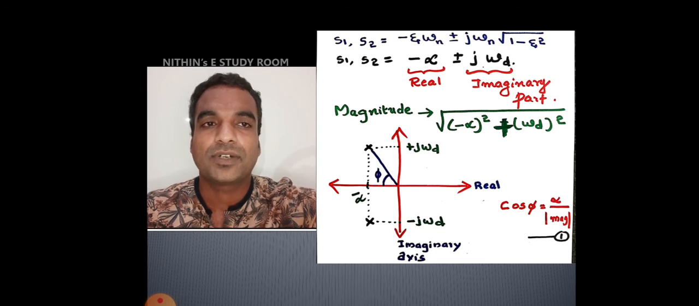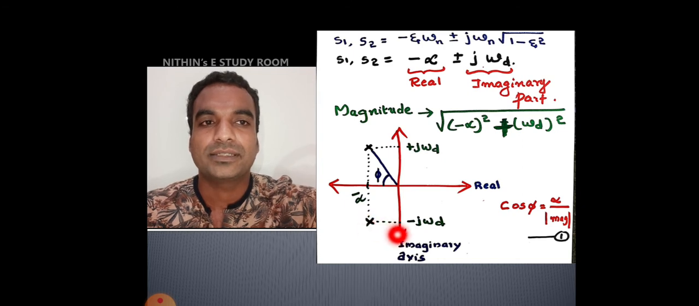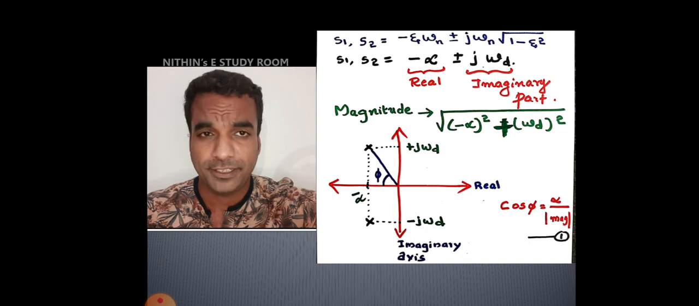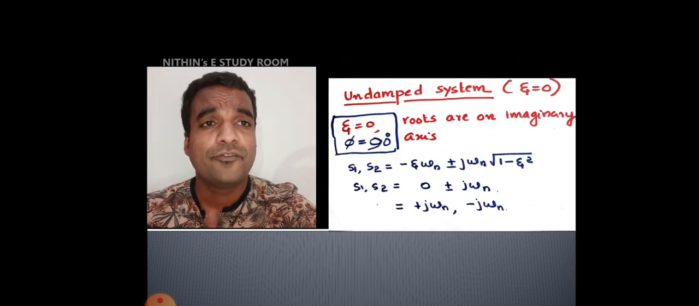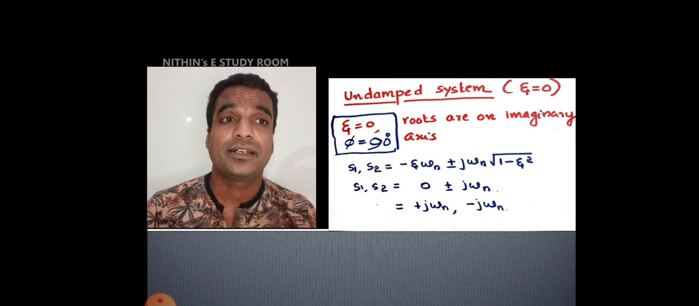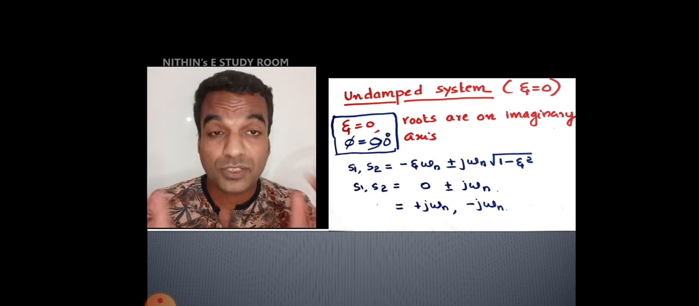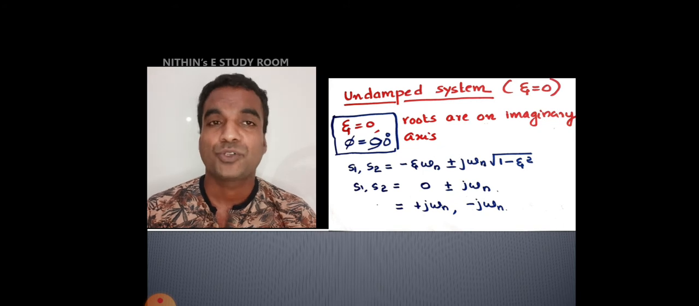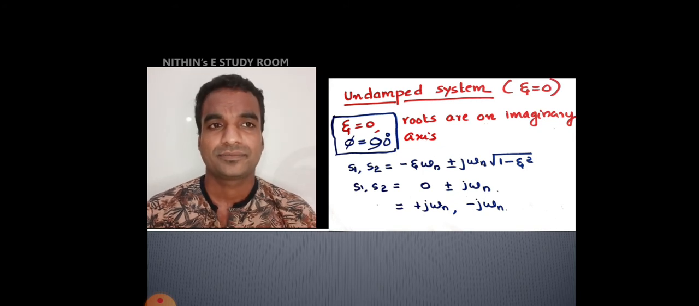This is the pole S1. For making this angle 90, this pole will move towards this imaginary axis, and this pole will also be moving towards this imaginary axis. Then this angle will become 90. So when eta is equal to 0, roots are imaginary, and both the roots are placed on the imaginary axis. No real part will be there.